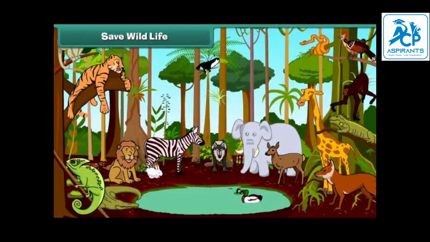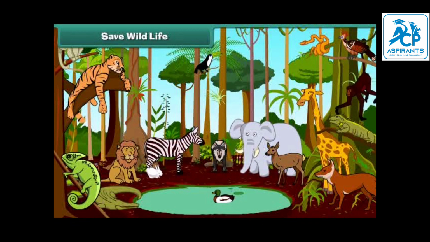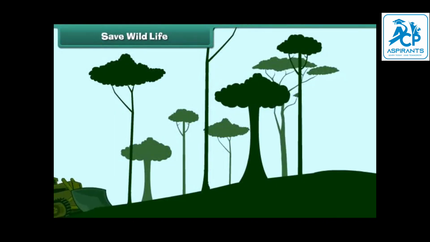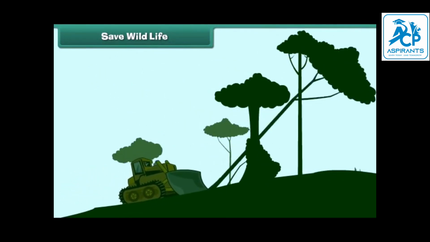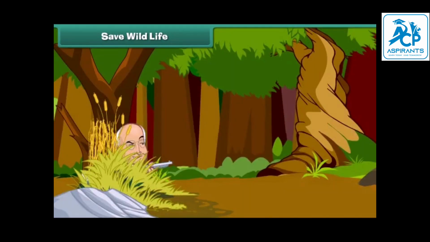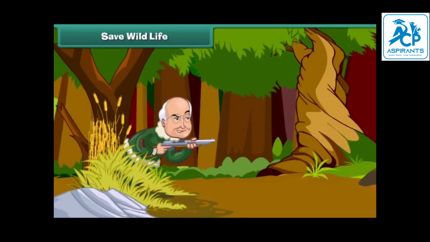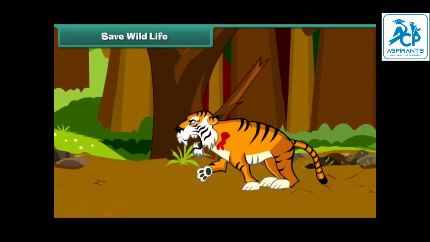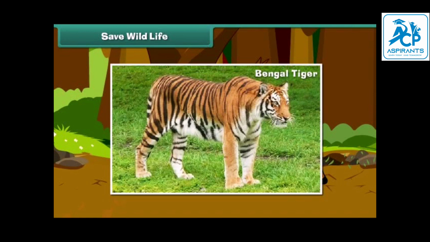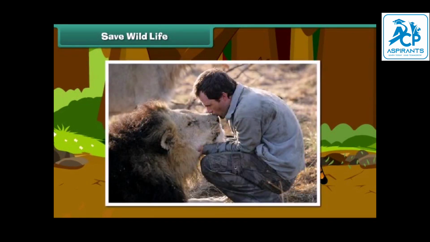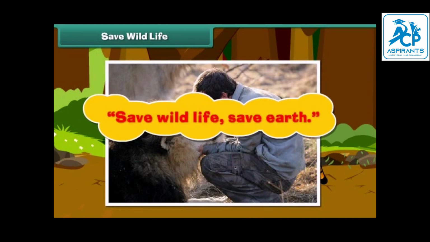Wild animals are the essential part of Earth. They maintain the balance in the ecosystem. The animal life becomes endangered due to excessive cutting of trees and destruction of forests by humans. Some people kill wild animals for recreation only. Some of the species, like the Bengal tiger, have become extinct. So, we should protect the wild animals. Save wildlife, save Earth.